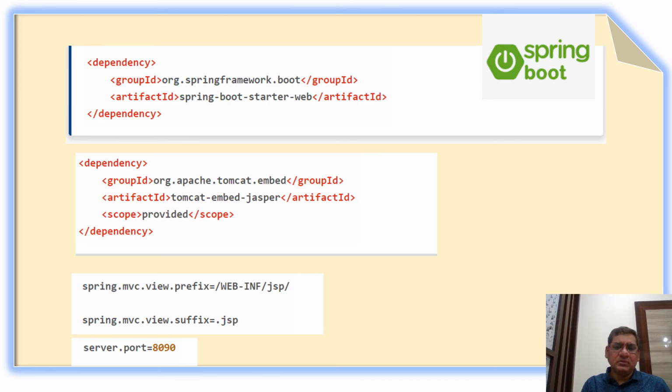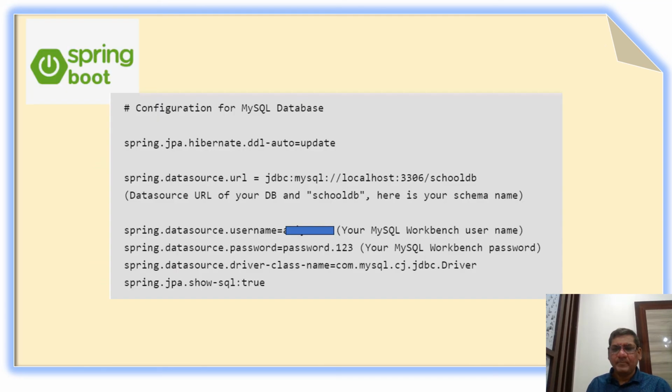Below, in the application.properties file, we need to provide the prefix and suffix, and the port we are going to use for running the application. In this slide, I gave the configuration information for the application.properties file. If you want to work with any database, the information displayed on the screen is the configuration we need to include in the application.properties file.